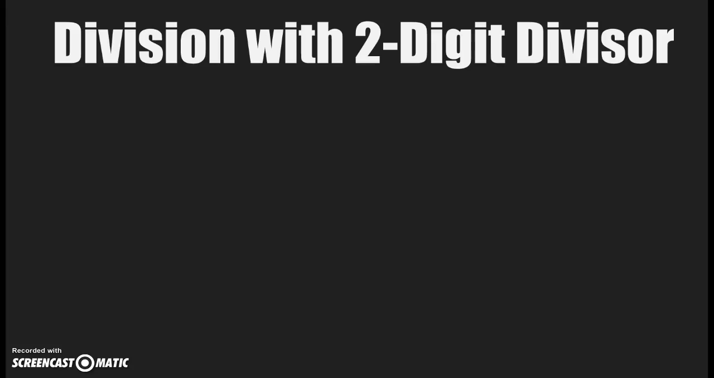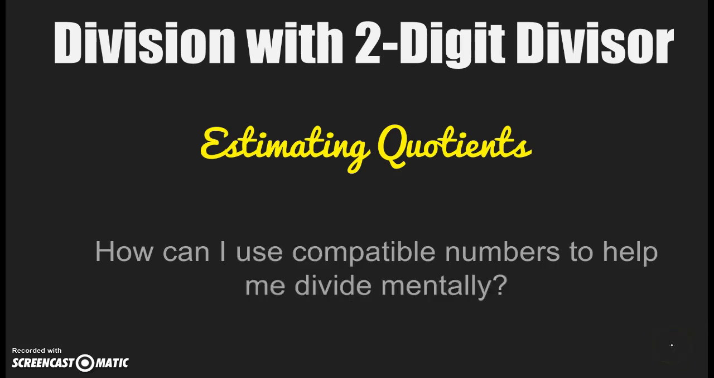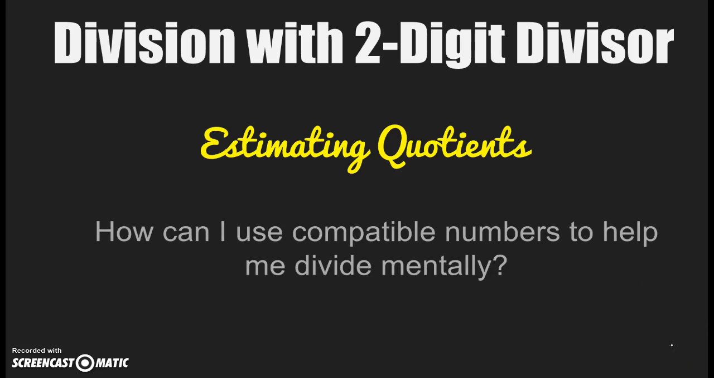All right, well, today we start our chapter on division with a two-digit divisor. This first lesson, we are talking about estimating quotients, and we're going to try to answer the question, how can I use compatible numbers to help me divide mentally? As you'll see as we go on in these lessons, being able to estimate is very important when we're working with a two-digit divisor. All right, well, let's take a look at a problem.